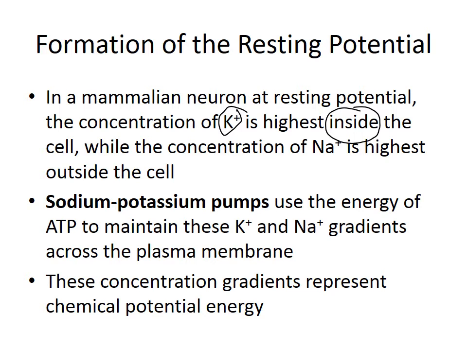So we have sodium-potassium pumps, which are in the membrane, and these use the energy of ATP to maintain these potassium and sodium gradients across the plasma membrane. So we want to always keep a lot of potassium inside the cell and less sodium inside the cell, and not have it go to equilibrium, because then we can't maintain a voltage gradient, and we want to do that to be electrically excitable. So we have these pumps which are constantly using ATP to keep that voltage gradient. These concentration gradients represent chemical potential energy.